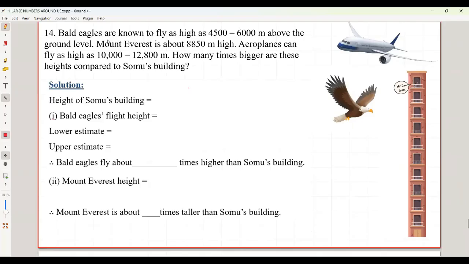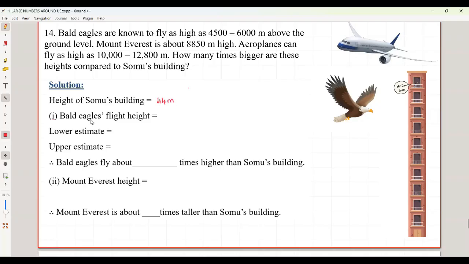Bald eagles are known to fly as high as 4,500 to 6,000 meters above the ground level. Mount Everest is about 8,850 meters high. An aeroplane can fly as high as 10,000 to 12,800 meters. How many times bigger are these heights compared to Somu's building? We already discussed in the previous classes that the height of Somu's building is 44 meters.